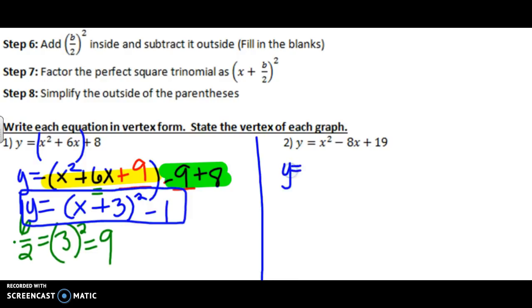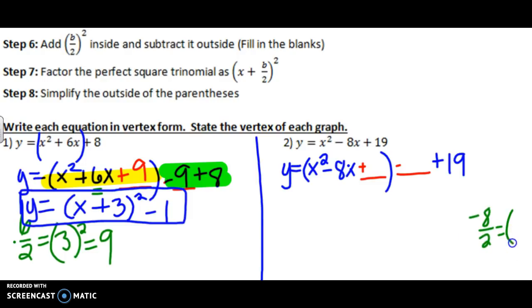Okay, let's try that again. Create some space. So we're going to put parentheses around the x squared term and the 8x term, and then you're going to leave yourself that plus blank on the inside and the minus blank on the outside. And then you have your plus 19 all the way hanging out at the end. Okay, then again, side work: take your negative 8, divide it by 2, gives me negative 4, and then you've got to square that. So our blank number should be a positive 16.